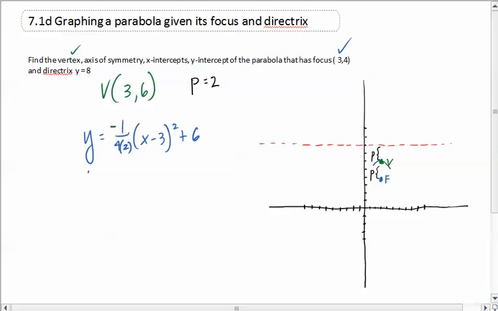All right, let's clean this up. Negative 1/8, and that's going to be x minus 3 squared plus 6. Okay, so why did I even write the equation? Because we're just being asked to graph it. Well, I need it to find the x-intercepts and the y-intercept. So let's go ahead first of all and get the axis of symmetry. Well, I know that the axis of symmetry is just the fold line, right?